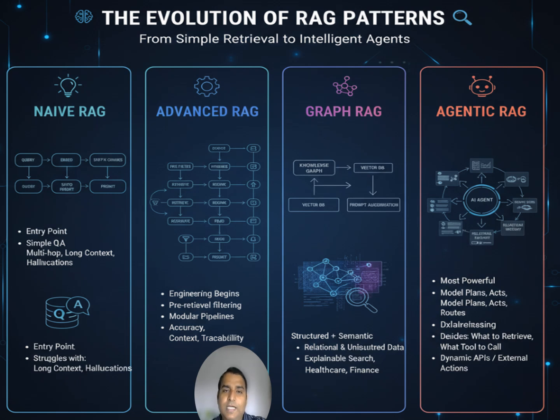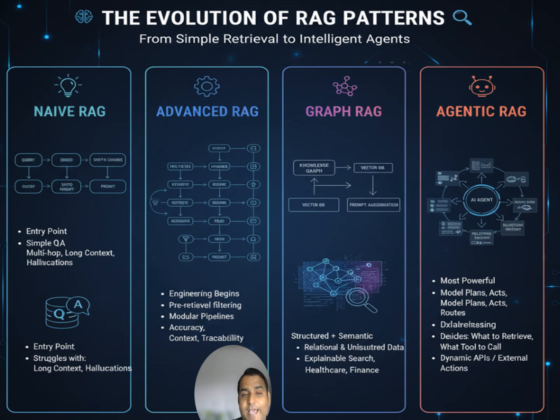Then it comes to graph RAG. Graph RAG helps combine structured and semantic retrieval by integrating knowledge graphs with a vector database. This approach retrieves both relational and unstructured data, enriching the prompt with graph paths and node metadata, which helps explain reasoning. It is particularly useful in fields requiring structured logic, such as enterprise search, healthcare, and finance.